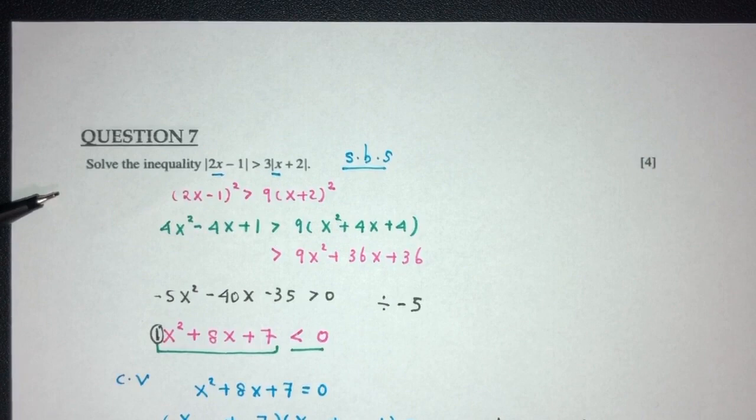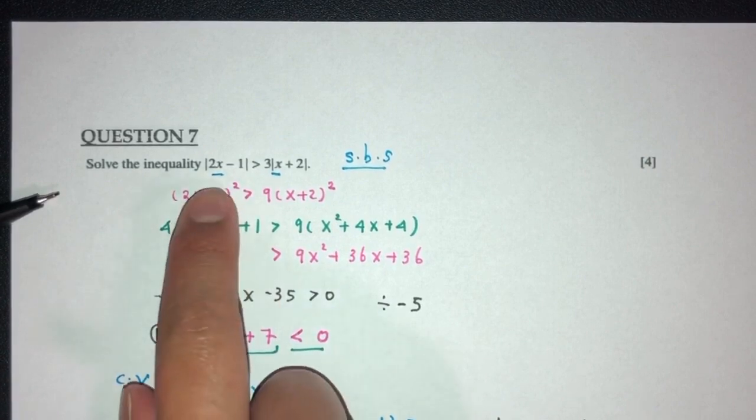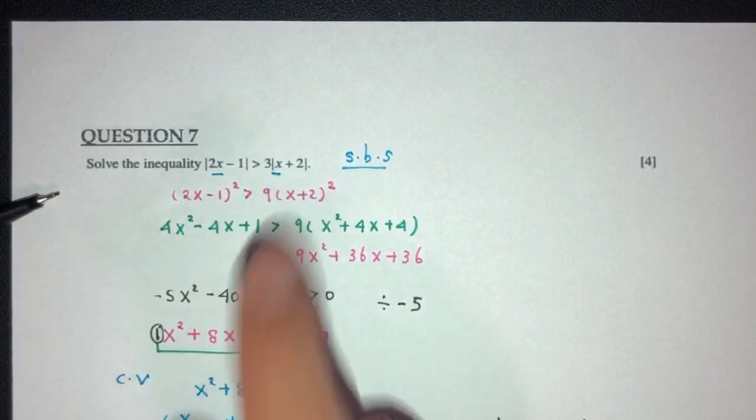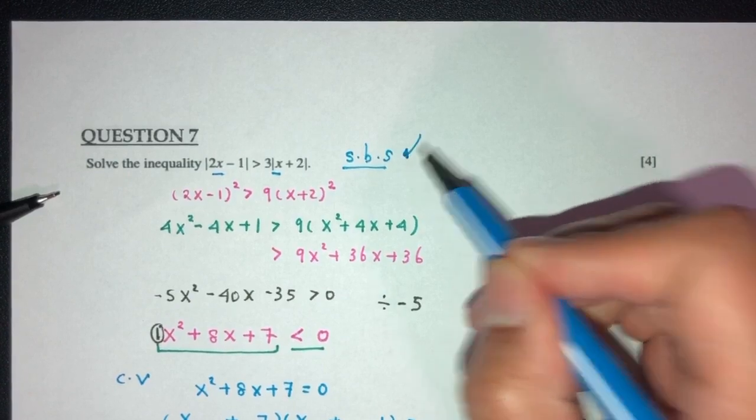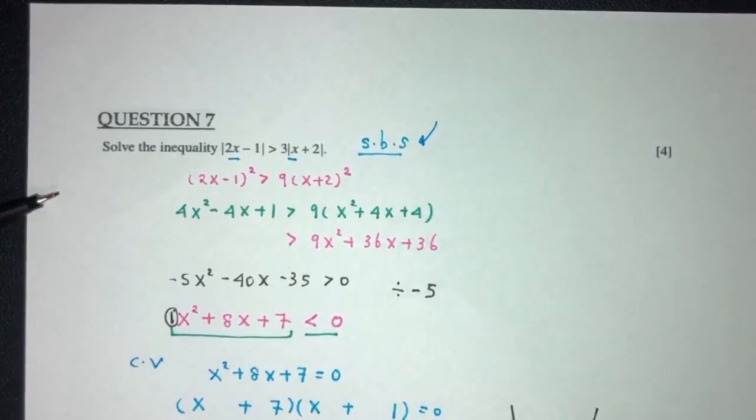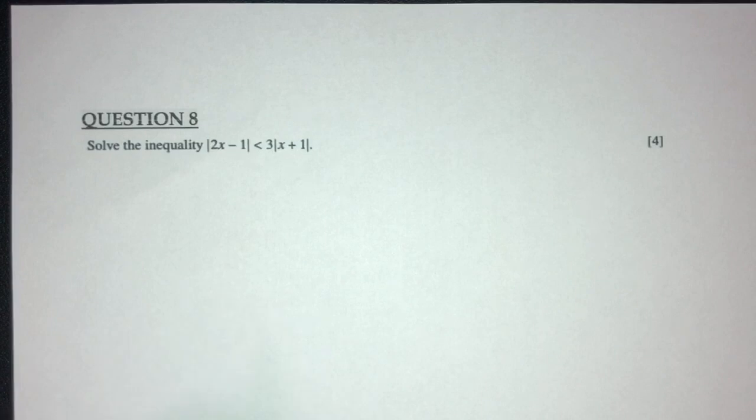Now, what is the main concept? Pretty easy. When you have modulus on both sides and x on both sides, just square both sides to solve your equation. Question number 7. Let's move on to question number 8. So again, this is for practice. We have just done a similar question in question number 7. So now let's try again.